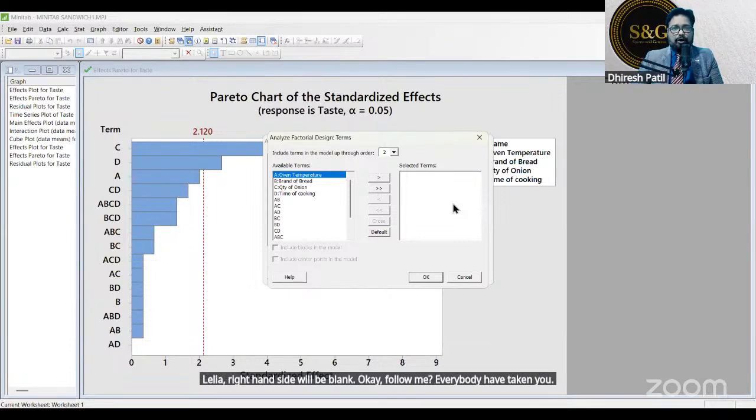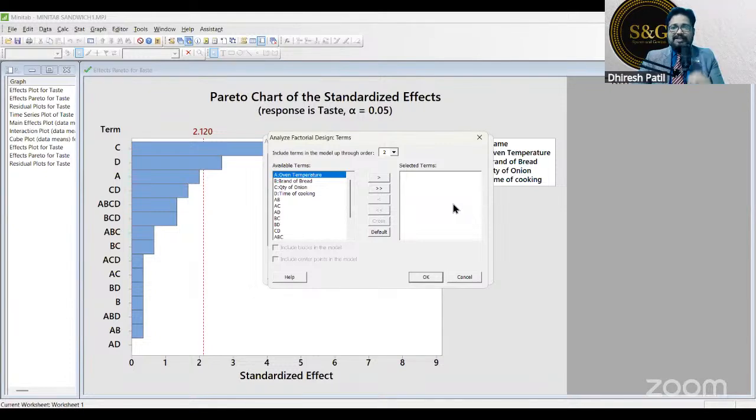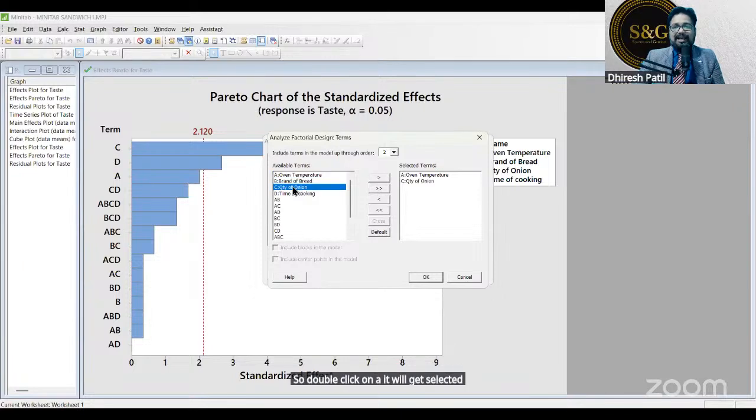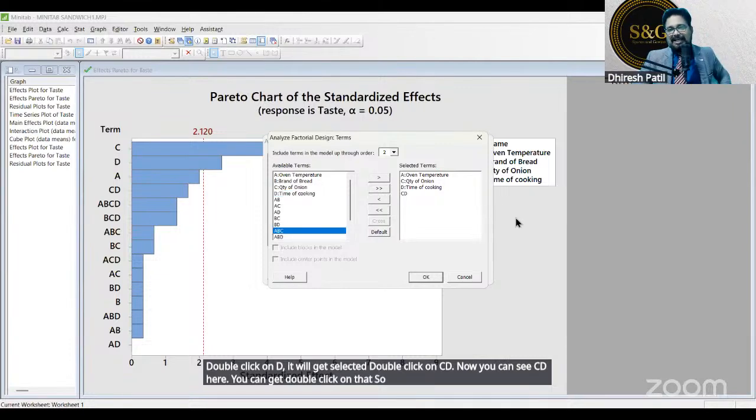Everybody have taken this? Just give me yes in the chat box. Taken this on the left hand side. Now we have to select what? A, C and D and CD, correct? So double click on A, it will get selected. Double click on C, it will get selected. Double click on D, it will get selected. Double click on CD. Now you can see CD here. You can double click on that. So A, C, D and CD has been selected. Clear everybody? Can everybody see it?